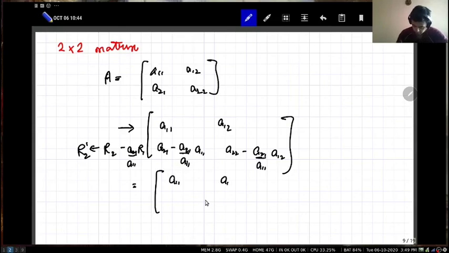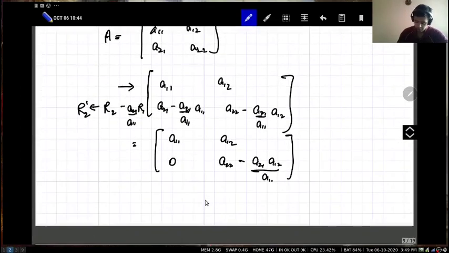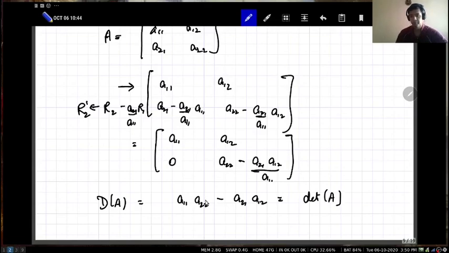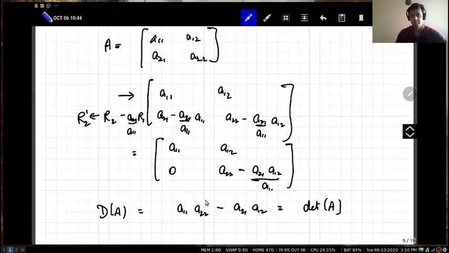So this is equal to A11, A12, 0, A22 minus A21 A12 divided by A11, right? And so what is D of A equal to? So D of A is equal to the product of the diagonal entries, which is equal to A11 A22 minus A21 A12, which corresponds to our standard definition of the determinant, det of A, right?